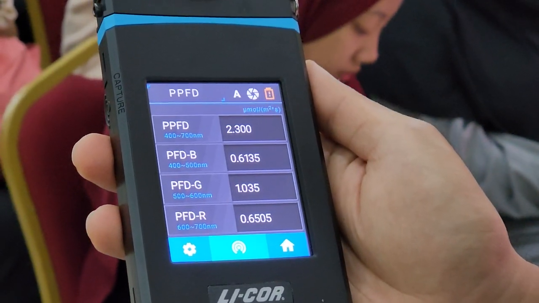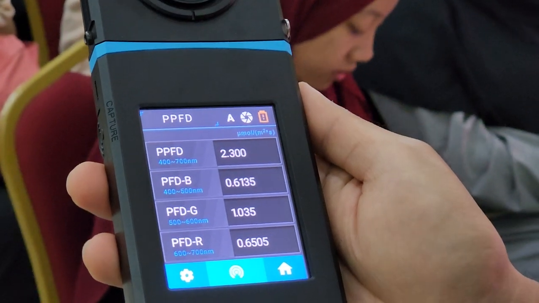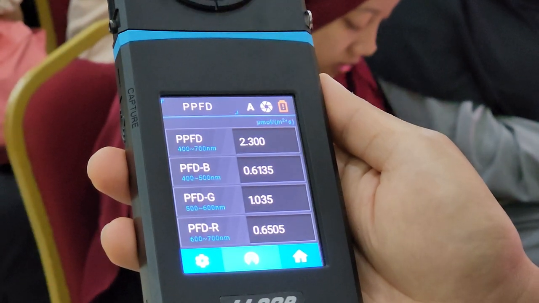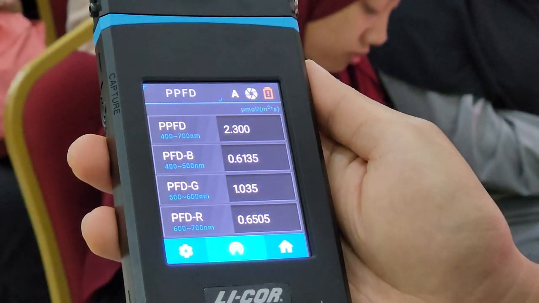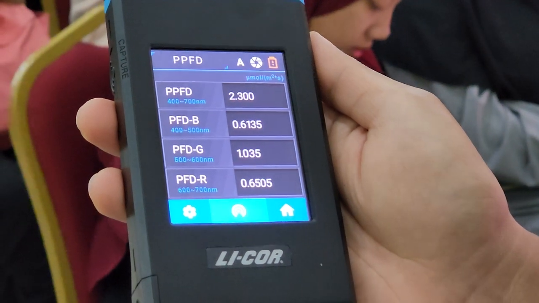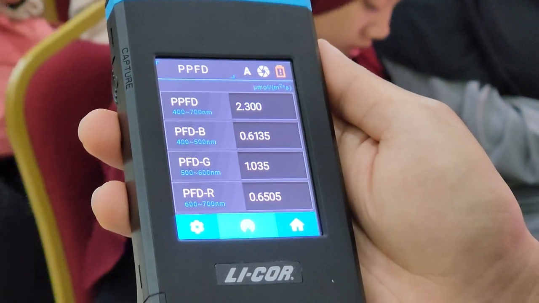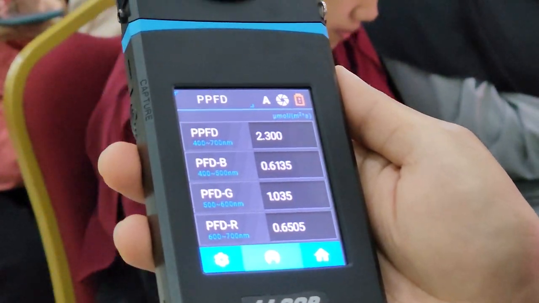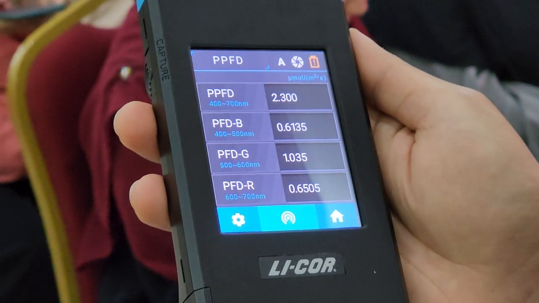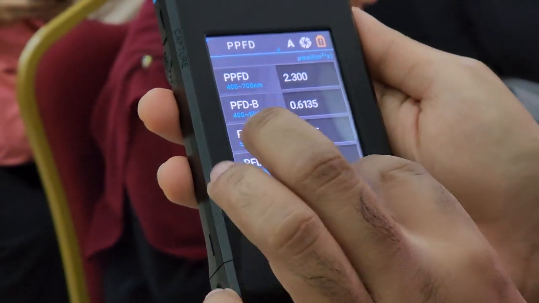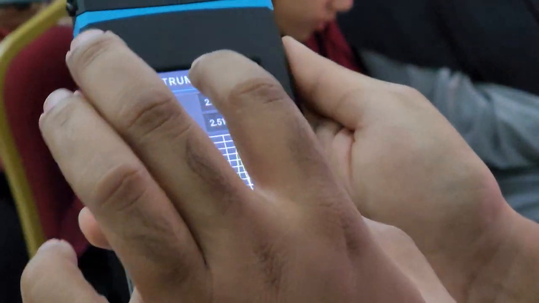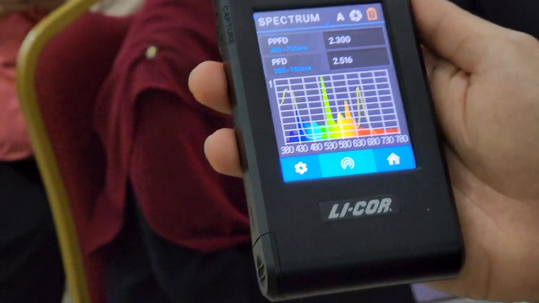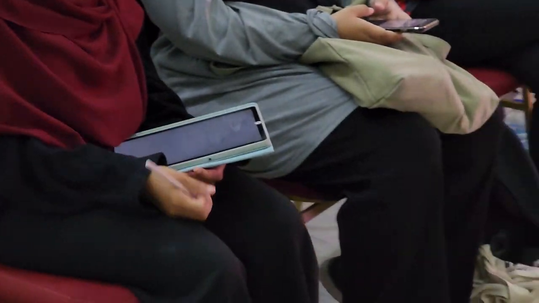And what about blue? Blue is about 400 to 500 nanometer. That's only 0.61 micromole. And for the green, that's a lot here, which is 1 micromole. And then red, which is 0.6. So you can see here, the blue and red is actually of the same value. Is it true? You can validate by looking at the spectral color just now. The peak of the blue and red is similar. So that's why we know it's the same.